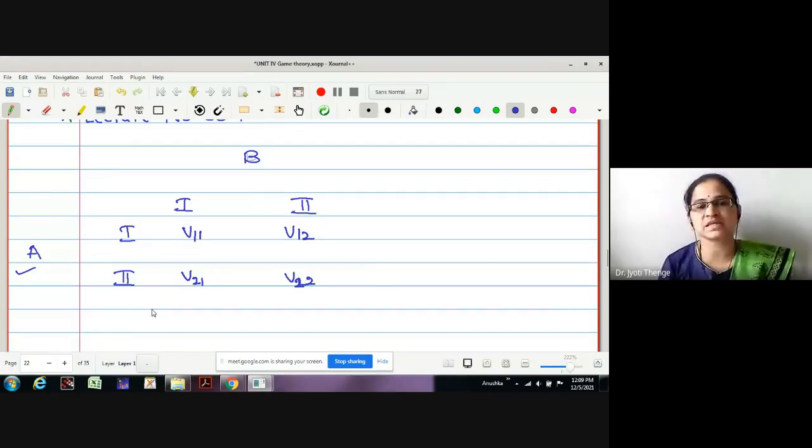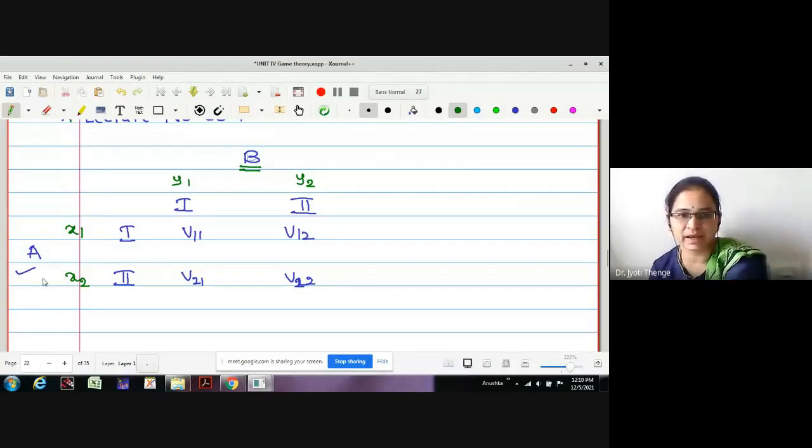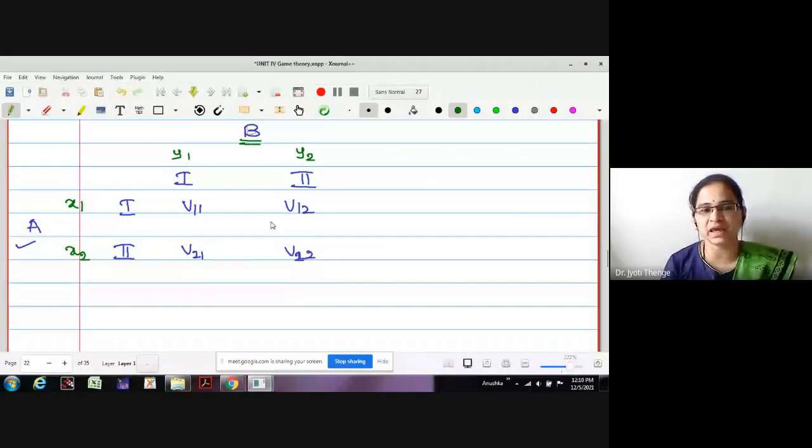Again, as this is not a game with a saddle point, this is a game of mixed strategies. Therefore, let me write the probabilities. Let us say player A will choose the first activity with probability x1 and the second activity with probability x2. Similarly, B chooses the first with probability y1, the second with probability y2. So these are the probabilities of the respective activities chosen by player A and player B. Now we will write first in case of player A. What is player A going to do? He will find the minimum expected gain first, and then he will try to maximize.